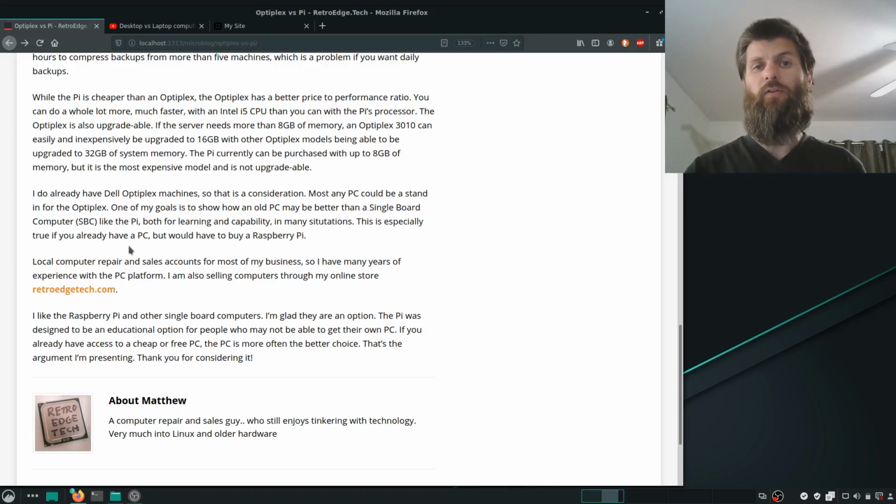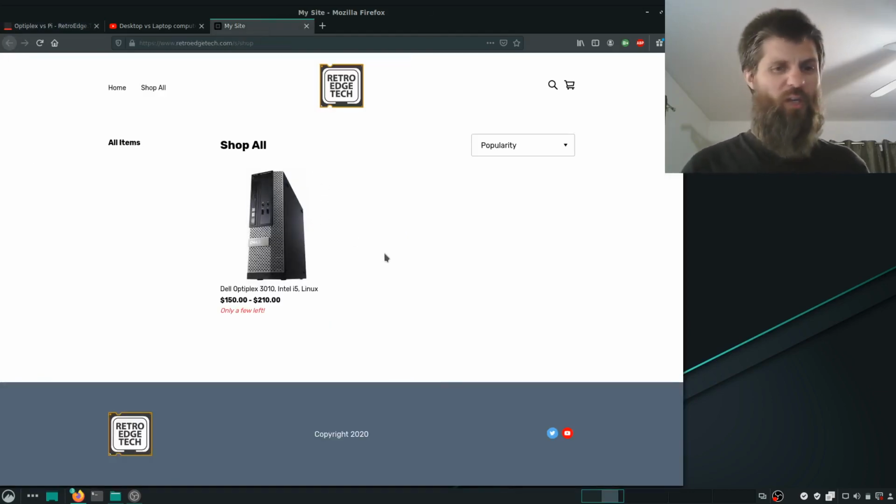And I'm also selling computers through my online store, retroedgetech.com is my store, and retroedge.tech is the website that I'm showing you now with my post. And right now, the only computer that I have up for sale, there'll be more later, is actually the Dell Optiplex 3010. So the same computers that I'm going to be using for my project of having Alpine Linux separated out for these different servers for my home work environments, office, workshop, etc., is going to be essentially 3 or 4 of these stacked on top of each other. And yes, I will be selling them.